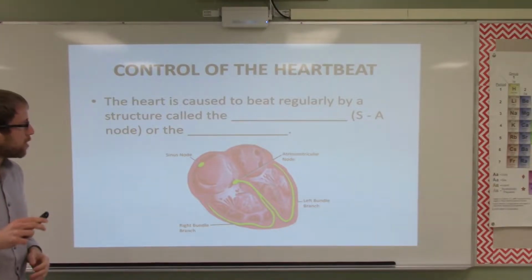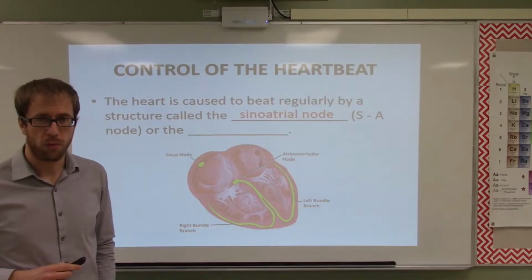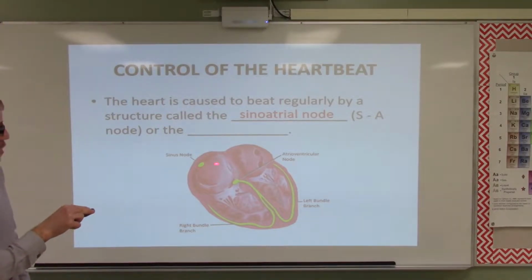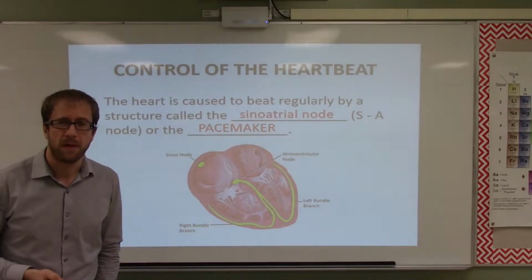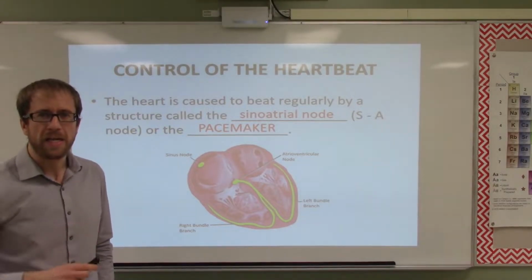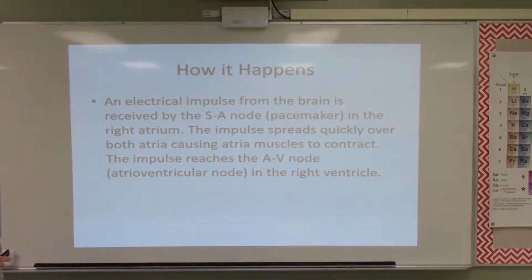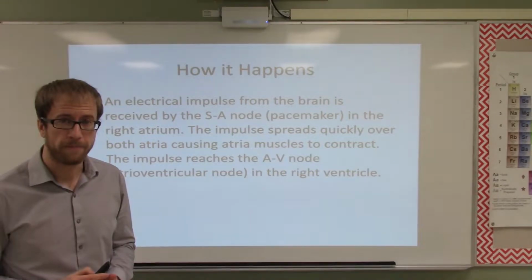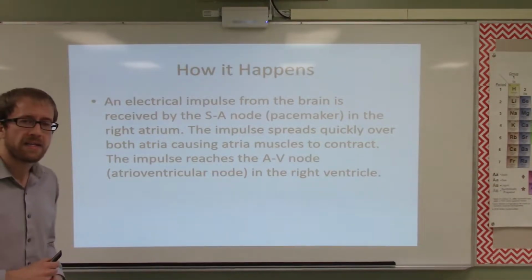Well, it all starts with something called your sinoatrial node. Now, sinoatrial, it's found on your right atria, hence the atrial. And this is also called the pacemaker. This initiates your heartbeat. So, how does this actually initiate your heartbeat? Well, an electrical impulse from the brain is received by the SA node.